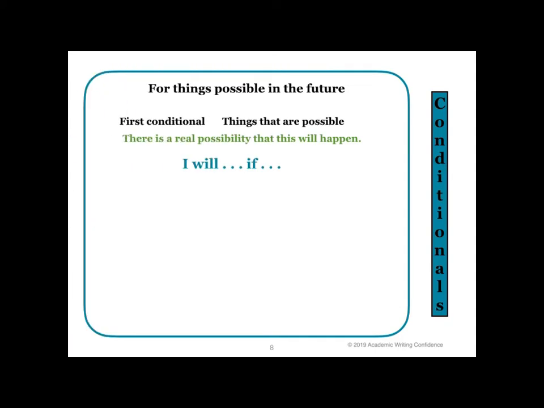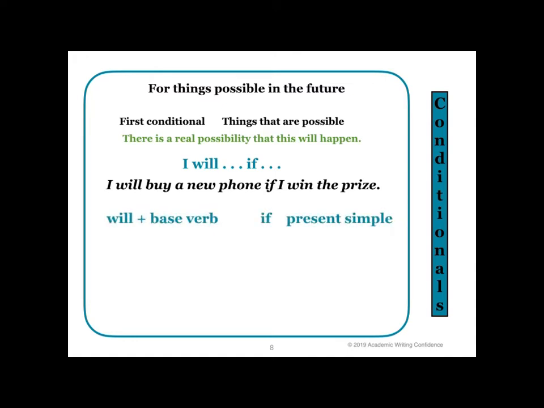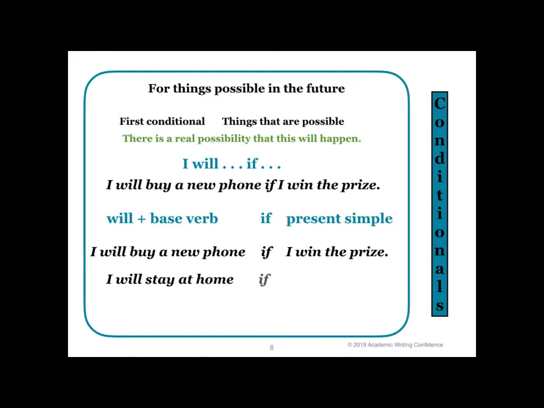We can also write it in the second pattern: I will something if something. In this case, we will begin the sentence with the phrase which includes will plus the base verb, followed by if, and then the present simple sentence. So our examples would look like this. I will buy a new phone if I win the prize. I will stay at home if it rains.